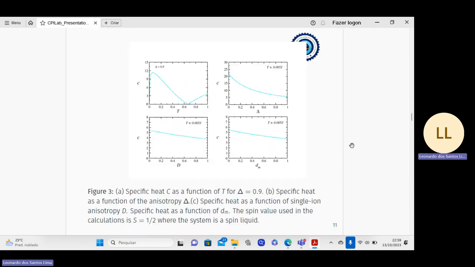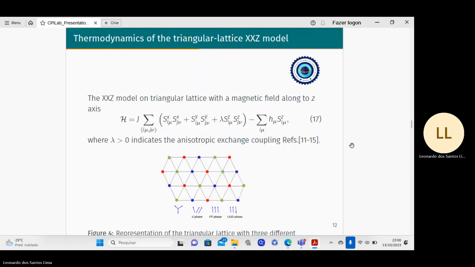In figure 3, I obtain the behavior of the specific heat of the system as a function of temperature and as a function of the anisotropy of the system, the Dzyaloshinskii-Moriya interaction, and the single-ion anisotropy. We consider S equal to 1/2; in this calculation the system is a spin liquid.